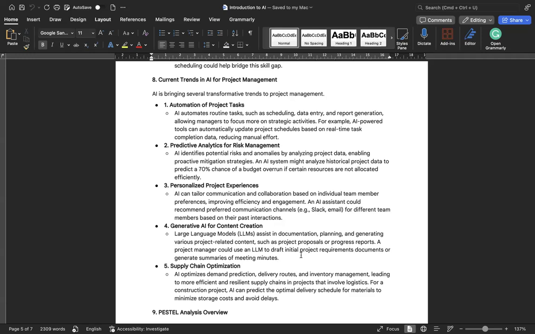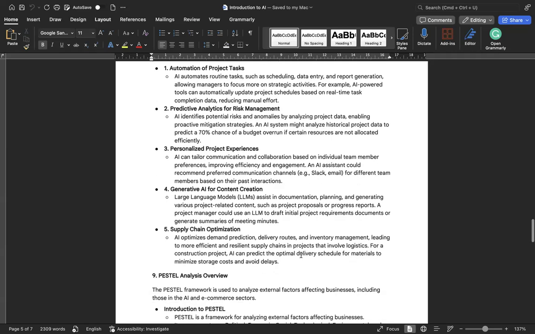For a construction project, what are the examples we can have? How can we relate AI to a construction project? AI can predict the optimal delivery schedule for materials, and also the quantities as well. So it will really help to minimize the cost, by scheduling deliveries to minimize storage cost and avoid delays as well.